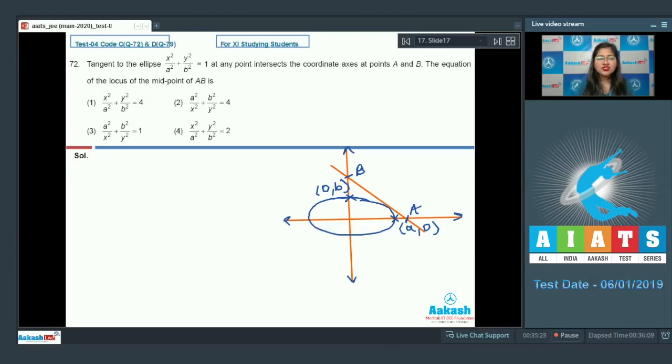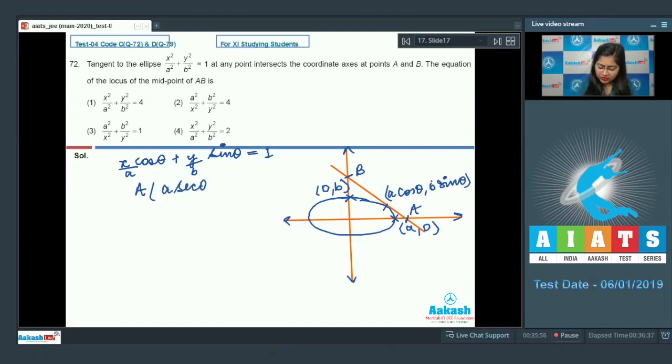Now for the equation of tangent on the ellipse, let us say this point is (a cos θ, b sin θ). So the equation of tangent at this point will be (x/a) cos θ + (y/b) sin θ = 1. This is the equation of the tangent. So we can find the coordinate A by putting y equal to 0. We will get (a sec θ, 0) and the coordinate B will be equal to (0, b cosec θ), right? So these are the points A and B.